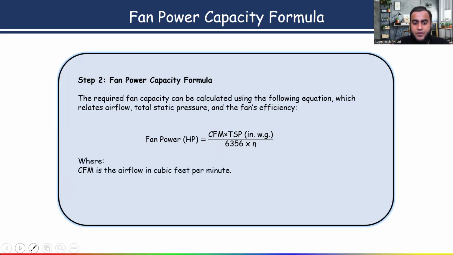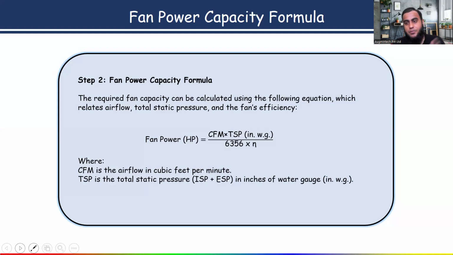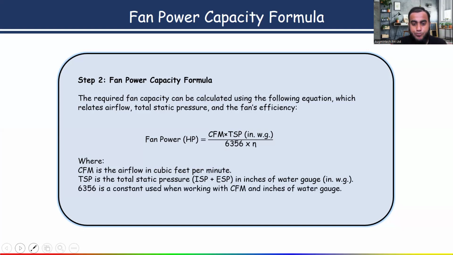In this formula, CFM is the airflow in cubic feet per minute, and TSP is the total static pressure. To find this, we first need the internal static pressure value and the external one, because I have already explained that total static pressure is the sum of internal and external static pressure. Clear? And in this formula, you can see one factor given, 6356. It is a constant used when working with CFM and inches of water gauge.